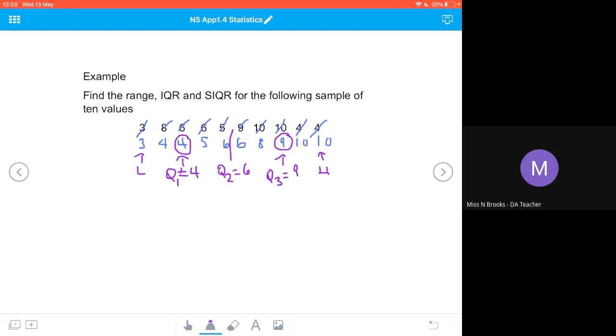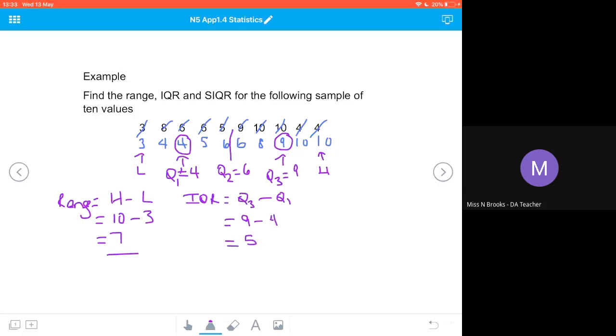So range is high, take away low. So our highest number was 10, and we're taking away the 3, and that gives us a range of 7. Then we're going to look for our interquartile range. So remember, IQR was Q3 take away Q1. So Q3 is 9, and we're taking away the 4, and that's giving us an interquartile range of 5.